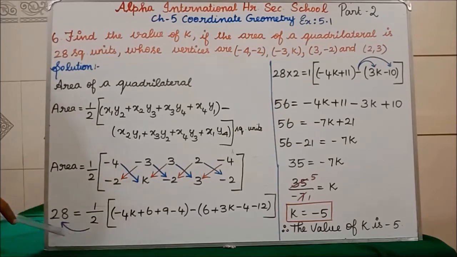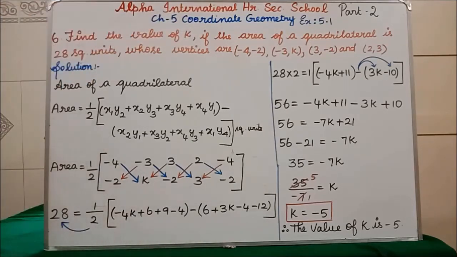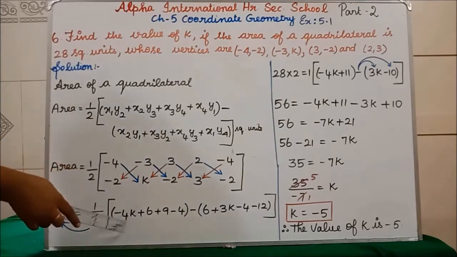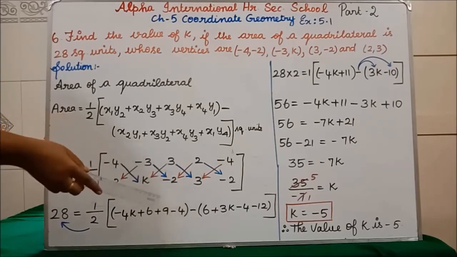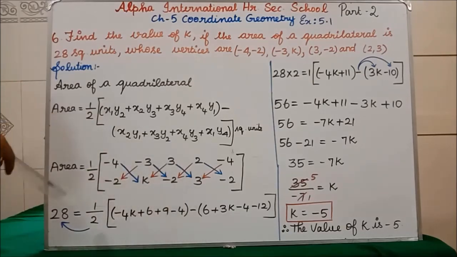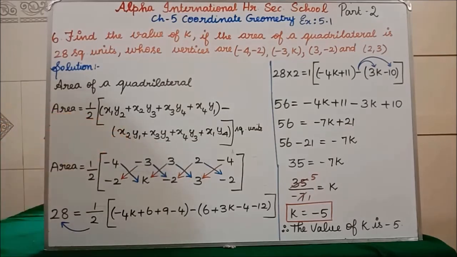Cross multiply this 2 with 28. What will you get? 28 into 2, in the next step I have done. Before that we will see now. Minus 4, you have to put an arrow mark on one side before starting. So minus 4 into k is minus 4k, plus 6, 3 threes are 9, 2 twos are minus 4. Now we come to the opposite side: minus 3 into minus 2 is plus 6, 3k, minus 2, 2 into minus 2 is minus 4, minus 4 into 3 is minus 12.